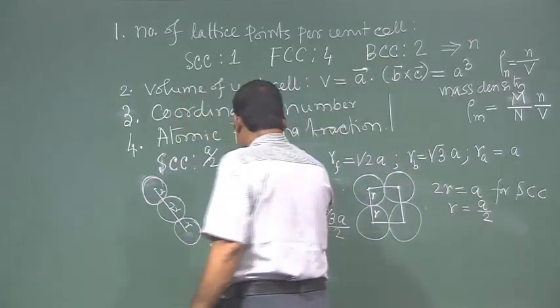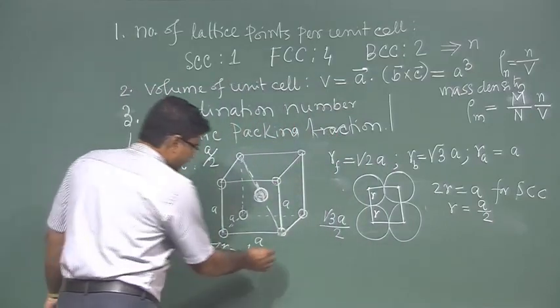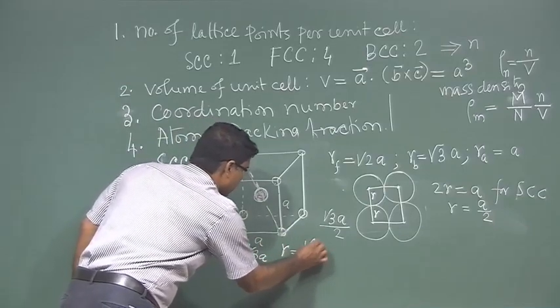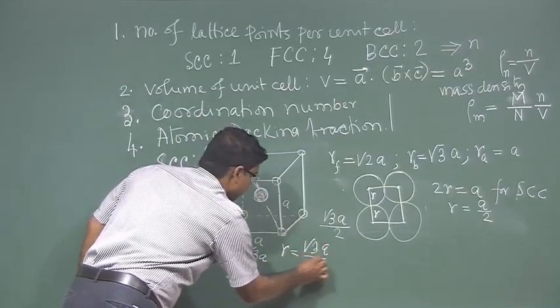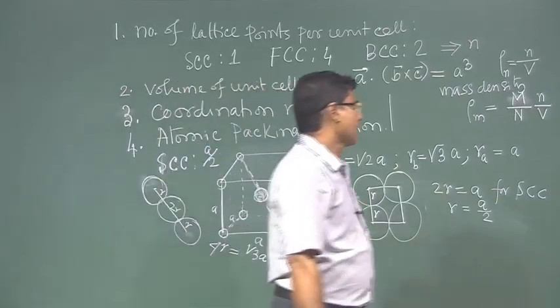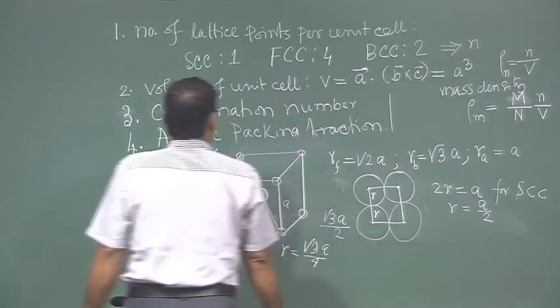So, from this one can get R equal to root 3A by 4, that is the radius of atom in BCC lattice.